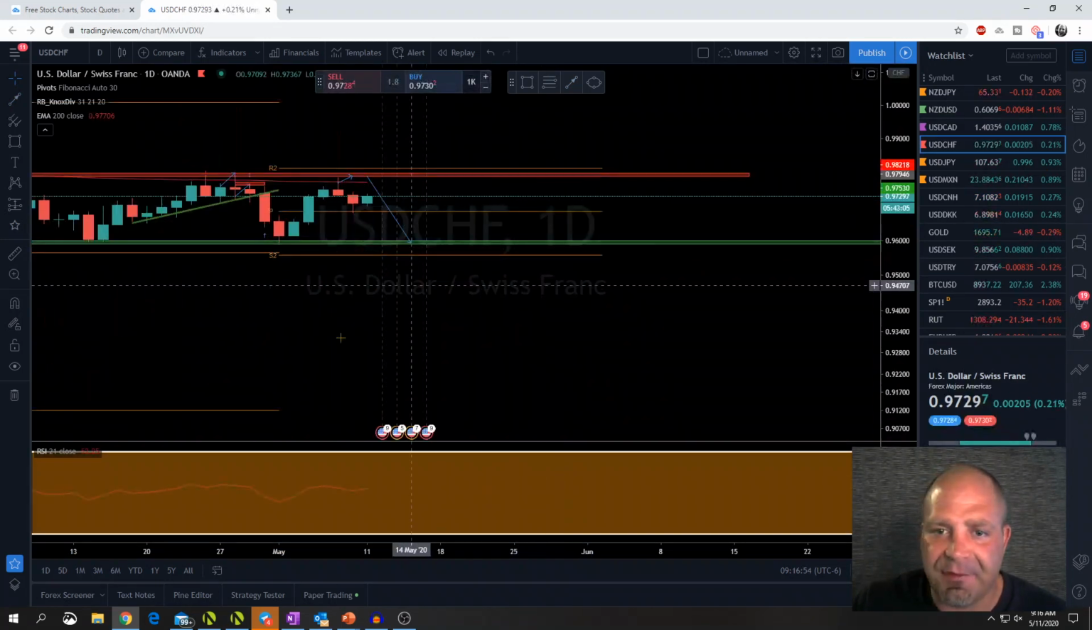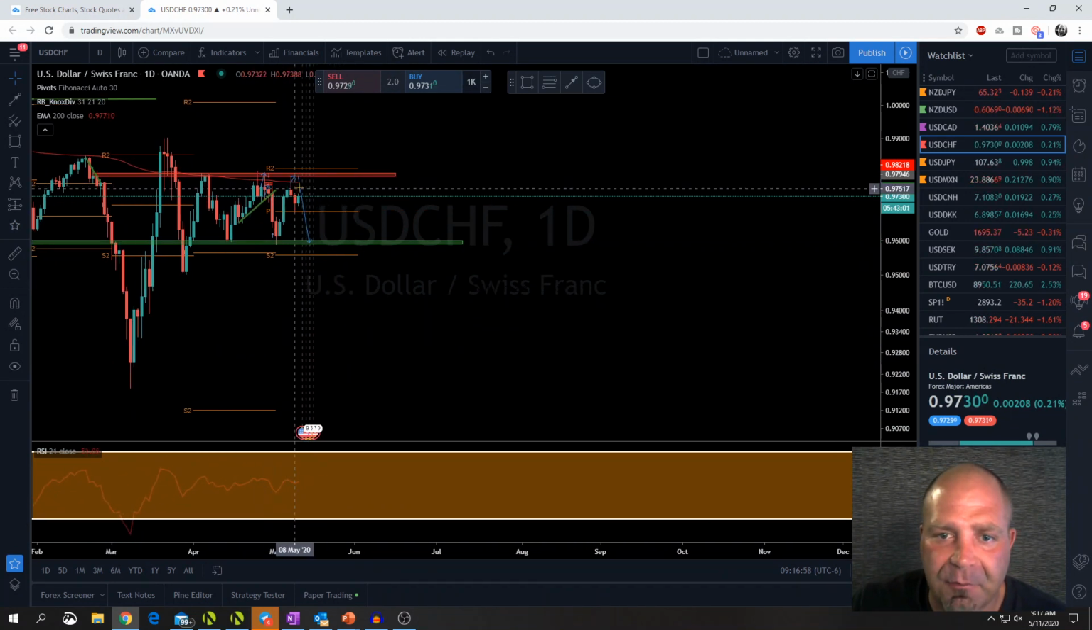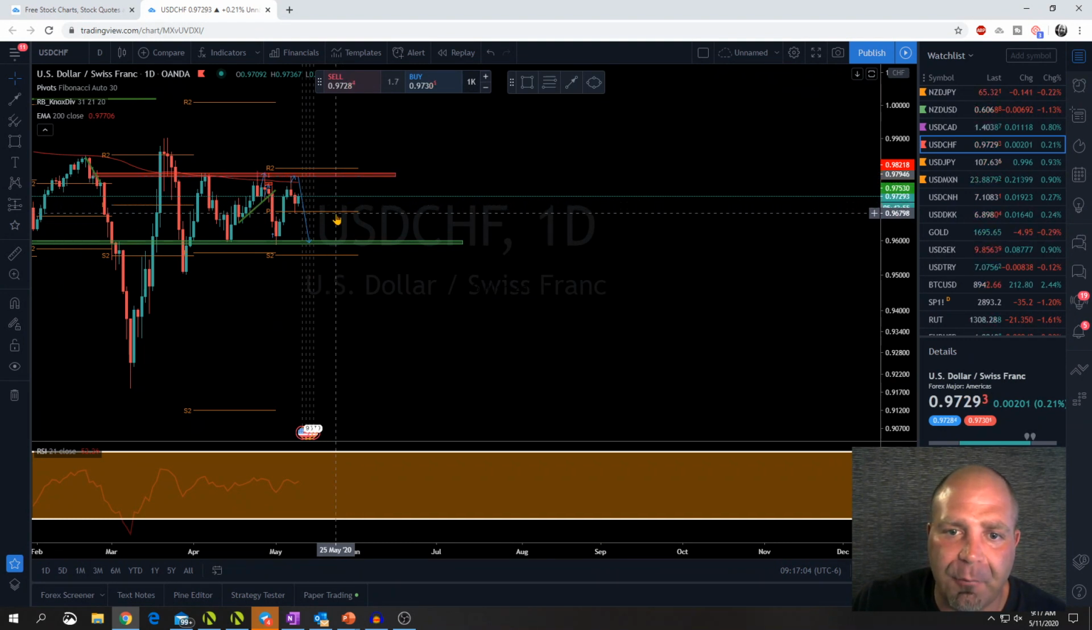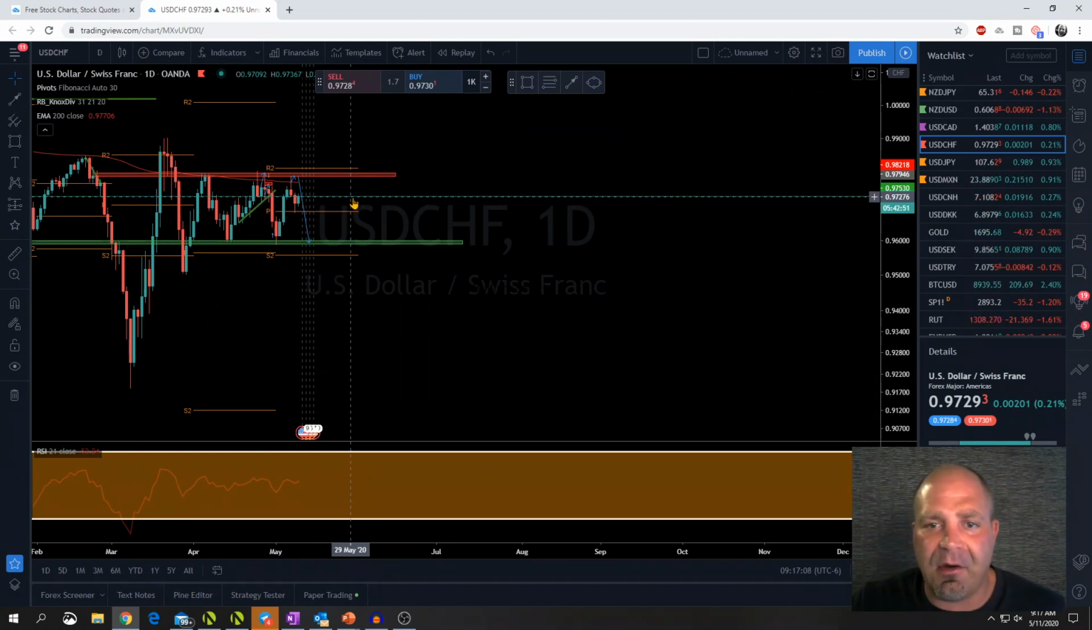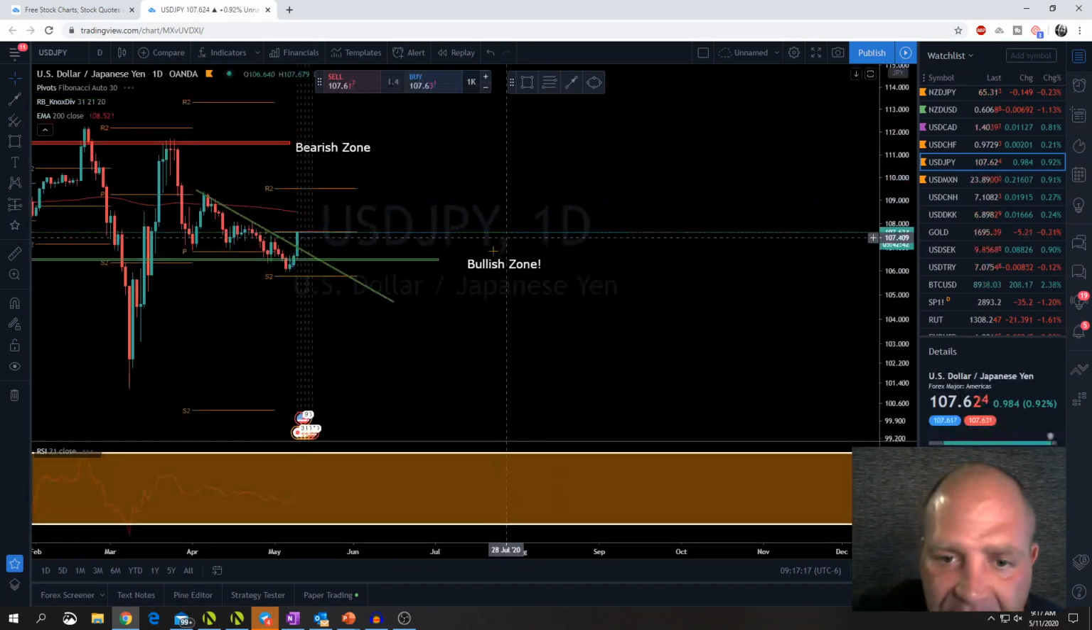USD CHF. All right. What do we see? Well, would have been really nice to catch that little sprint up to here. But it went from there to the pivot in 2 days. And now we're hovering around the last daily high. So really no move. This one's orange. You'd just be guessing.